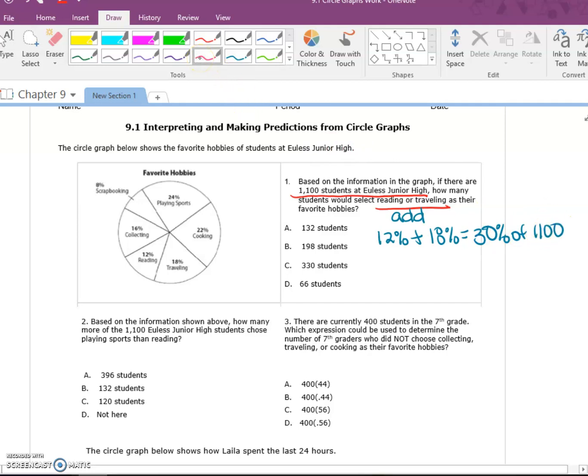You can use the decimal version or you could use the percent proportion. I'm a fan of the decimal version. So remember, you can do either way. So then that's 0, 0, 3, 3, and you move that decimal 2 places, 1, 2. So then that would be 330 students chose those 2 together.